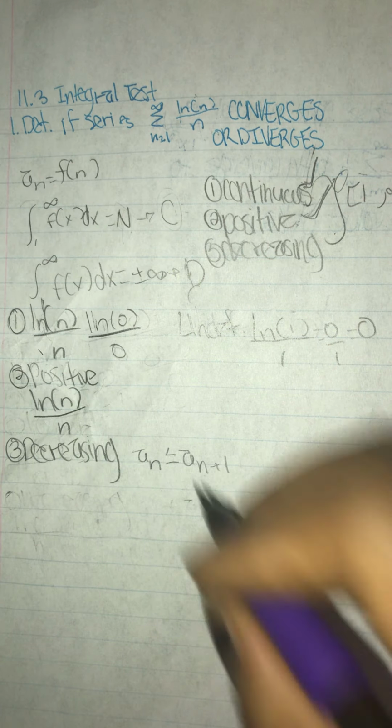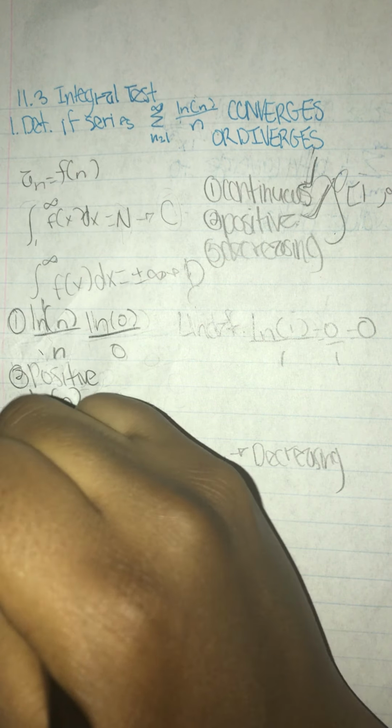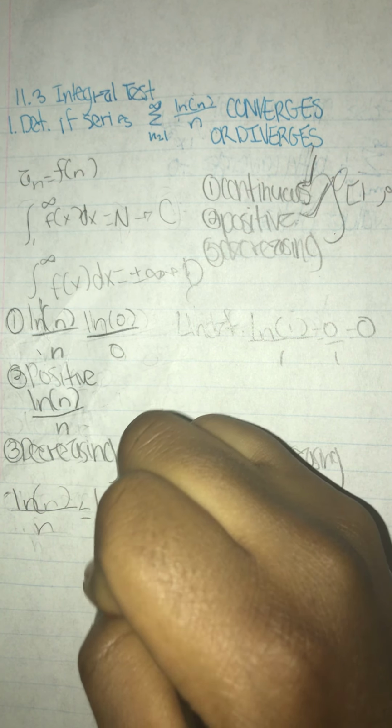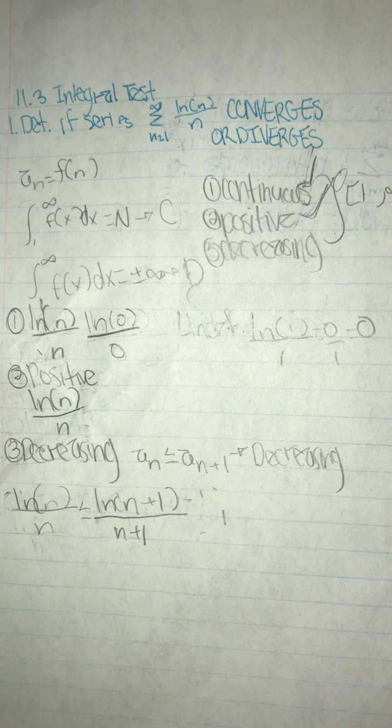So we can use the rule that a sub n is greater than or equal to a sub n plus 1, and if this is true, the function is decreasing. So we can plug these things in. And so we can see here that, yes, the function is decreasing.